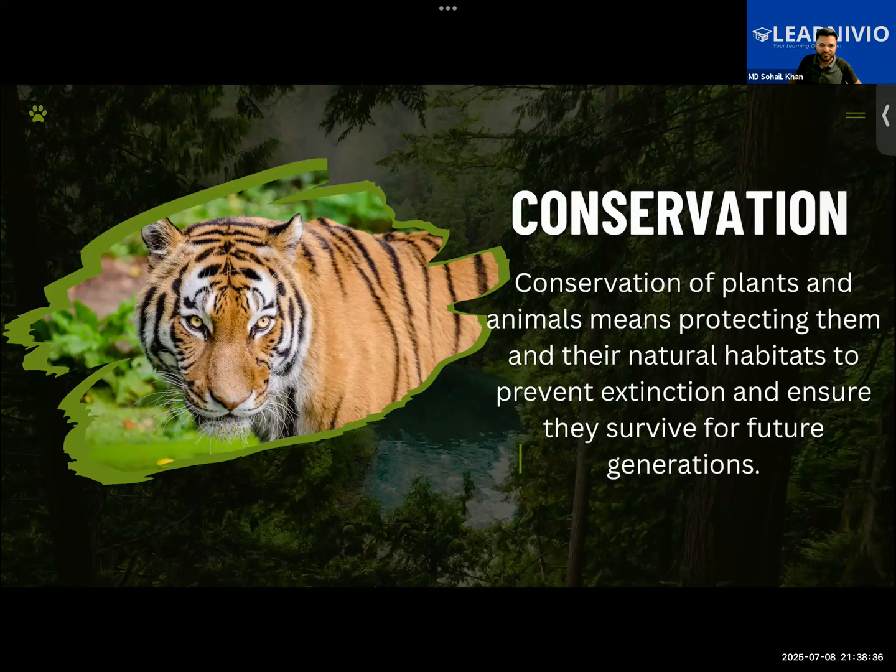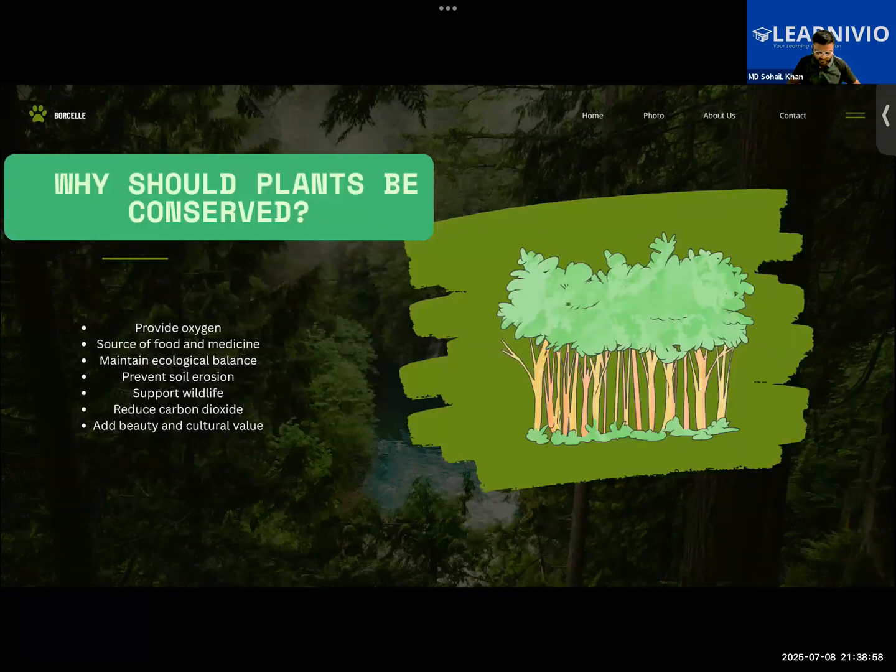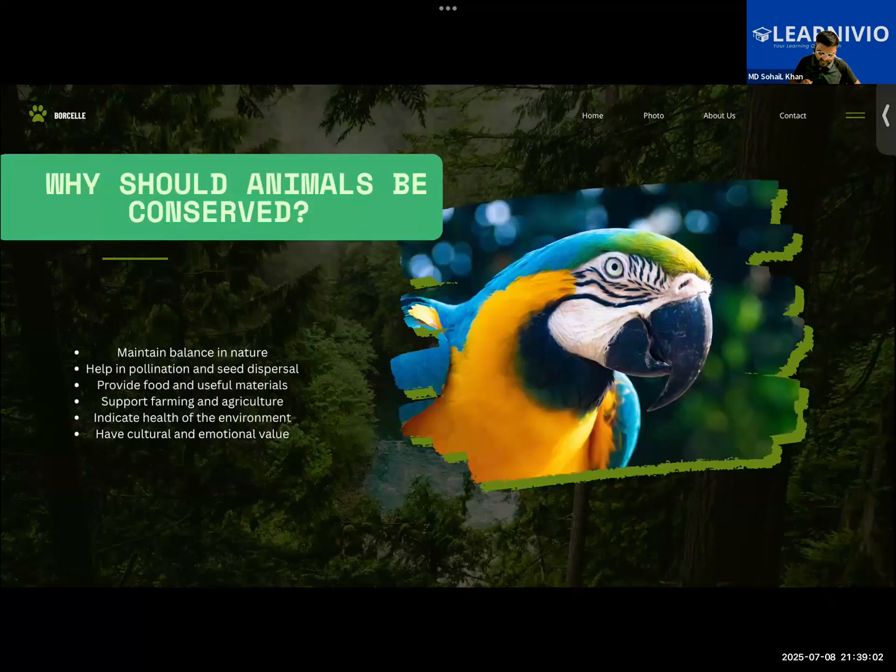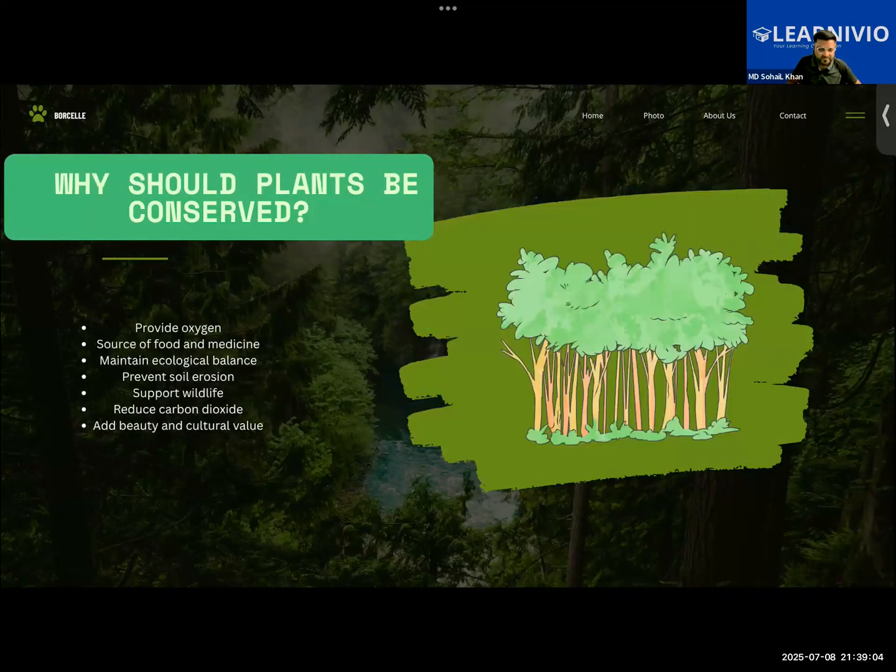Rejoin the class. So the word conservation here means protecting the animals or even the plants in their natural habitat, so that we can prevent them from extinction and ensure that they continue to survive on this planet Earth. We ensure that they will be present in future generations also. Now the question is, why should plants be conserved, and why should animals be conserved? They must have some important role.